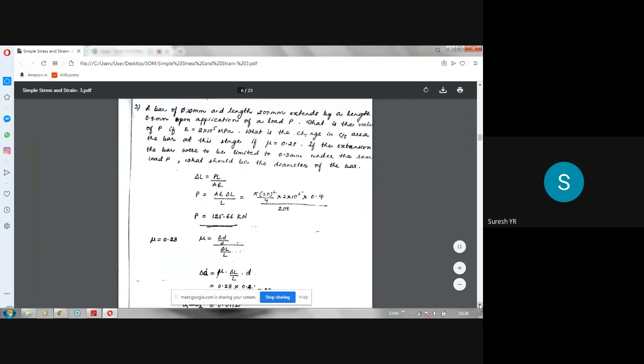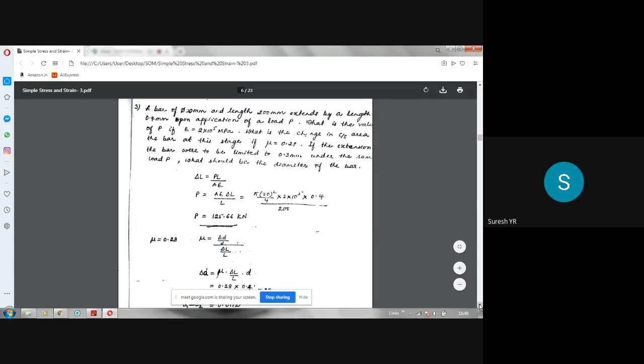See the next problem. A bar of 20 mm diameter and length 200 mm extends by a length 0.4 mm upon application of a load P. So P is unknown here. The load is unknown. It is a tensile load because it has given extends. The bar is extending, which means it is tensile force P, which is unknown here. What is the value of P if E is equal to 2 into 10 power 5 MPa? MPa is nothing but Newton per mm square, megapascal. So it is steel. What is the change in cross-sectional area of the bar at this stage if mu is equal to 0.28?